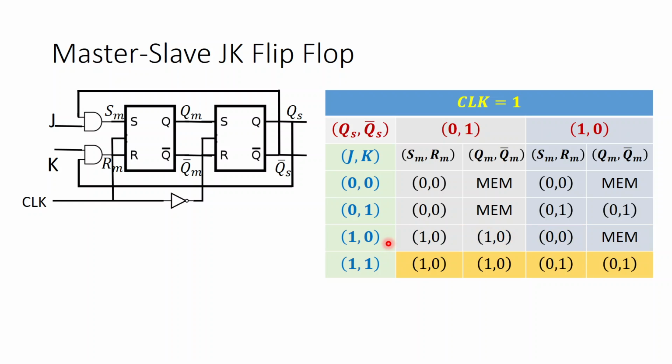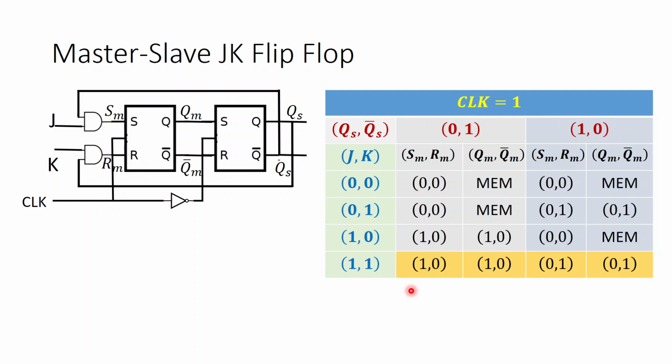Now the next one, when we are supplying 1 1 to JK, then what happens? When we are supplying 1 1, that means SMRM gets decided by QS bar. So QS bar being 0 1 here, it is 1 0 and QM bar is 1 0. QS bar being 1 0, SMRM becomes 0 1 and QM bar becomes 0 1. Okay, that means when we are supplying JK as 1 1, if the output was 0 1, QM bar becomes 1 0. If the output was 1 0, QM bar becomes 0 1.